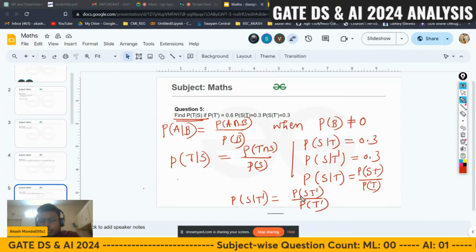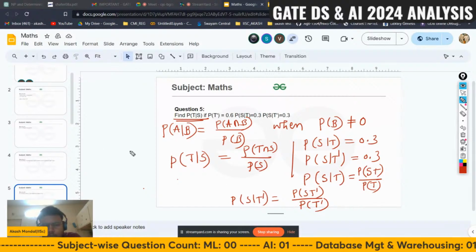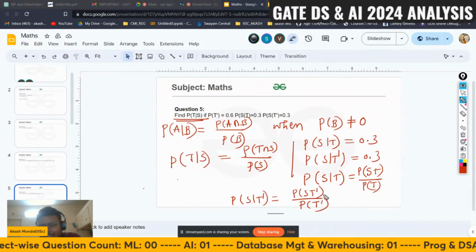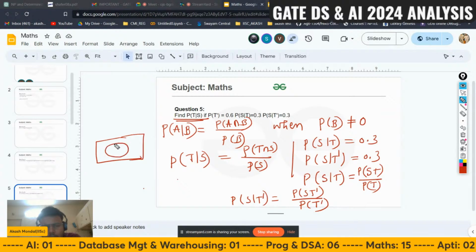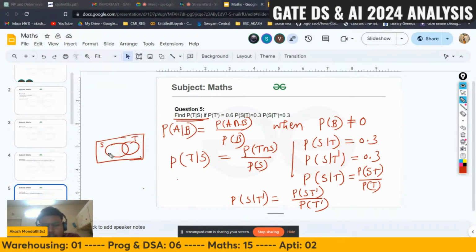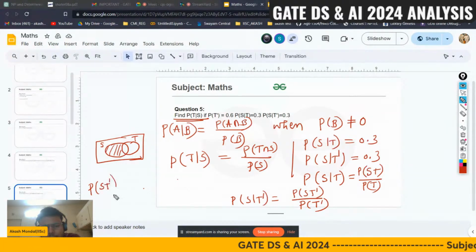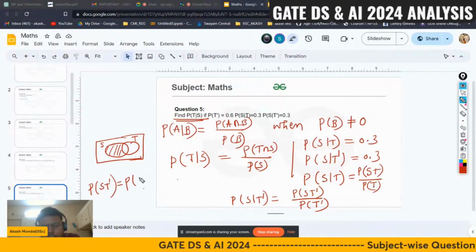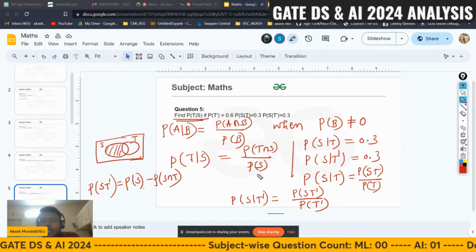So this is what you can compute, and so this data is given to you. Now what is the probability of S T prime? This also you can solve by Venn diagram. Let's just say this is S, this is T. Now S intersection T prime is this region. So you can write probability of S intersection T prime equals probability of S minus probability of S intersection T.